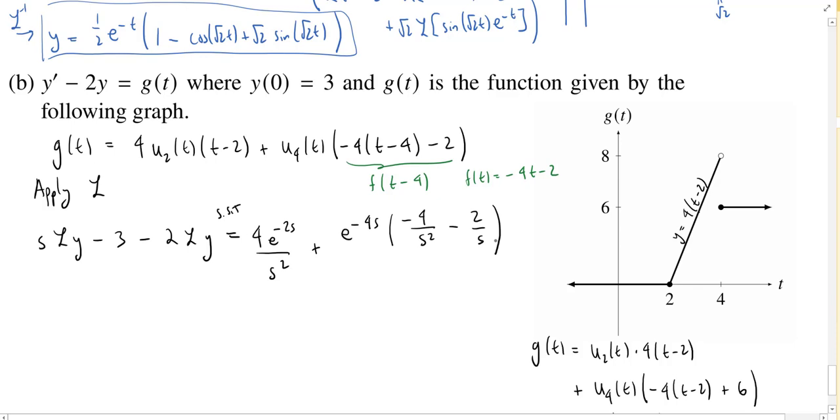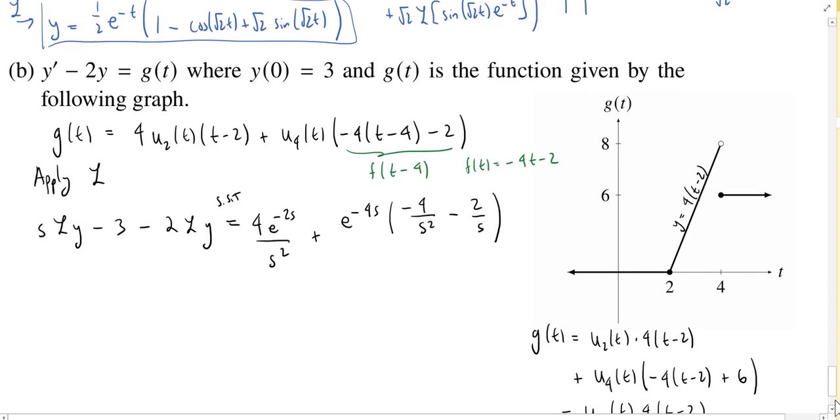Okay, so we've applied the Laplace transform to this differential equation. Now we want to solve for L of y. This is pretty easy. On the left-hand side, how many L of y's did we have? Well, we have s minus 2. I don't want this minus 3, so that'll get moved over to the right. So I have 3, and then all the rest of this stuff.